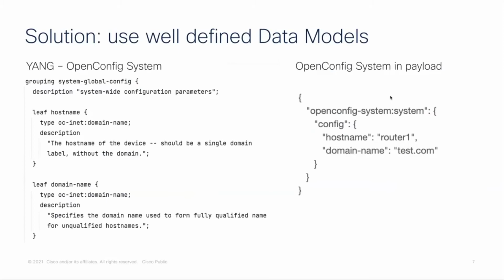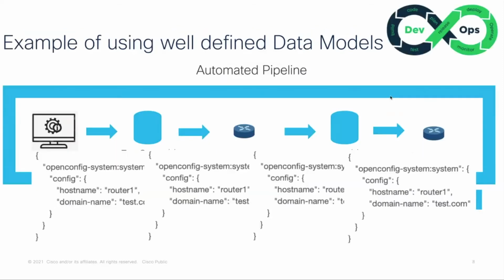But what I want you to really look at is here on the right-hand side, we have the OpenConfig system. This is actually the payload that gets sent. So this is JSON encoded. And if a device or an API understands OpenConfig system, then it can process this. So this would be an example of sending a new hostname and domain name from the ITSM all the way across the pipeline and to the device. So you see how standardized that is and easy it would be to program every step and just how clean and nice it would be.